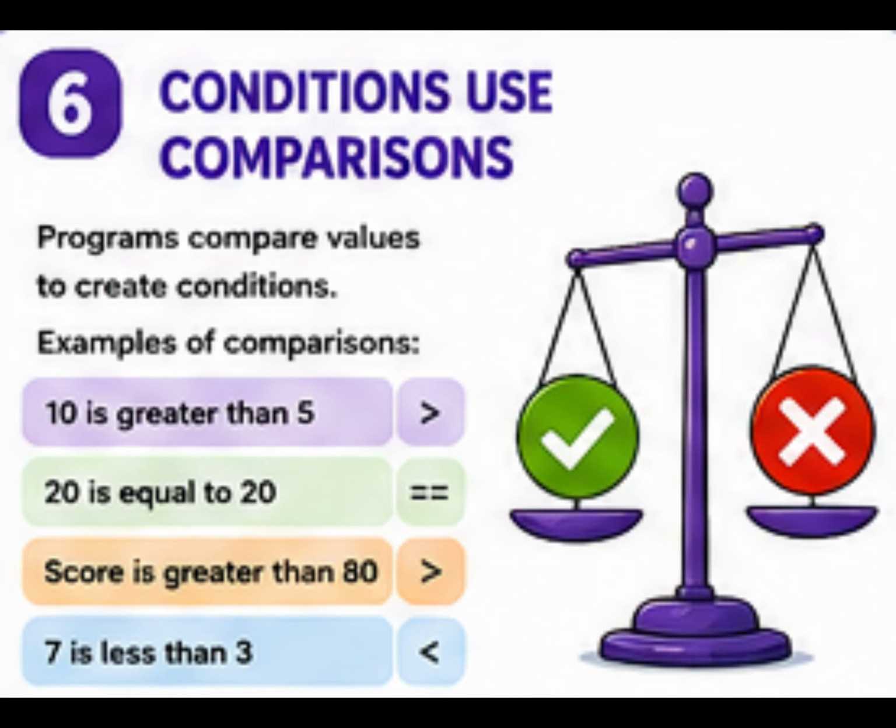Think about a video game. The game constantly checks conditions. Is the player's health greater than 0? Has the player reached the finish line? Did the player collect enough points to unlock a reward? These decisions help determine what happens next in the game.